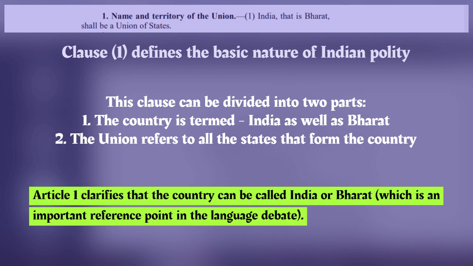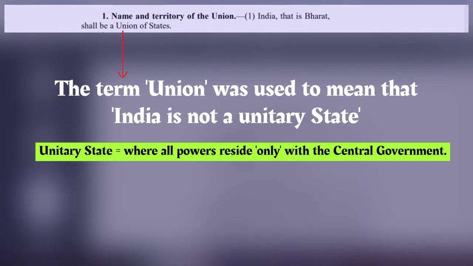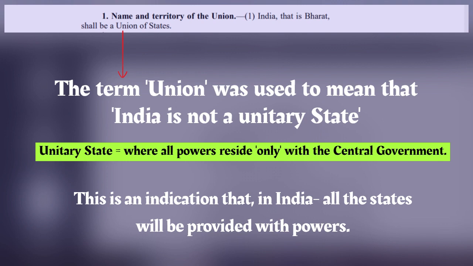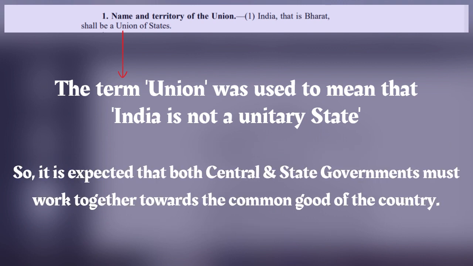To begin with, the article specifies 2 names by which the country can be called, India and Bharat. Union of states refers to the sum total of states in India that forms the country. The entire clause underscores the unity and integrity. The motivation behind using the term union is to indicate that India is not a unitary state. This allows for accommodation of regional diversity and promotion of cooperative federalism. It also shows that both states and the central government must work towards the common good of the country.